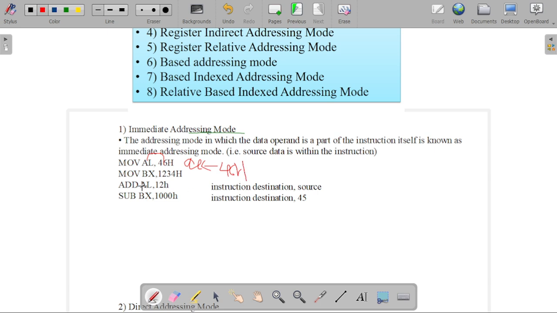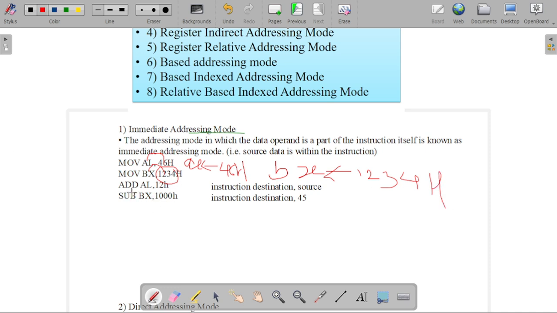Now the second instruction is MOV BX, 1234H. Whenever we write this instruction, the immediate value 1234H will be copied into the BX register. So now BX becomes 1234H.